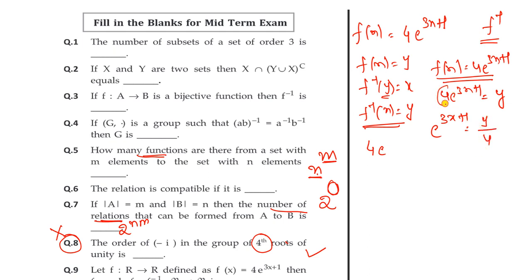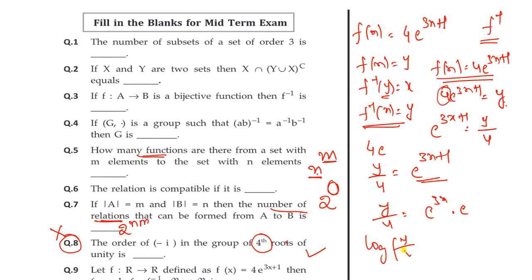Because y by 4 is a product, here y by 4 equals e to the power of 3x plus 1. We can also write it as e power 3x into e, since a power m into a power n is a power m plus n. Now apply the logarithm to y by 4, because an exponent is there and to remove the exponent we have to use logarithm.